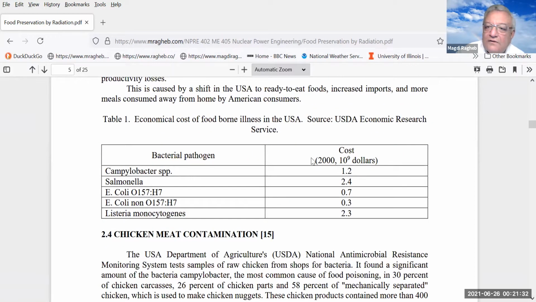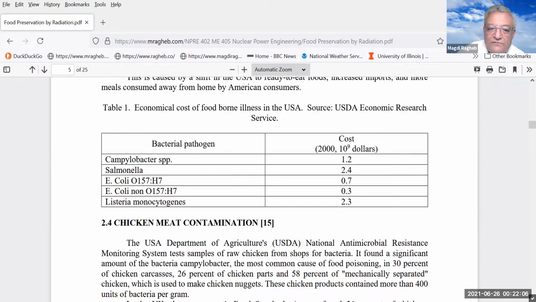Where do we get that foodborne disease? There are several sources: Campylobacter species, the Salmonella, the E. coli 0157H7, which is a new mutation that is resistant to antibiotics by the E. coli bacteria, and Listeria. The economic cost goes in the billions of dollars. 10 to the ninth dollars is the billion. The Campylobacter 1.2, Salmonella is the leading one, $2.4 billion.